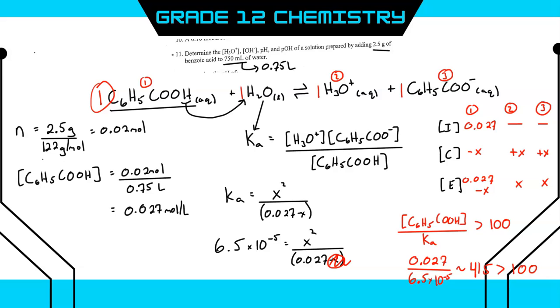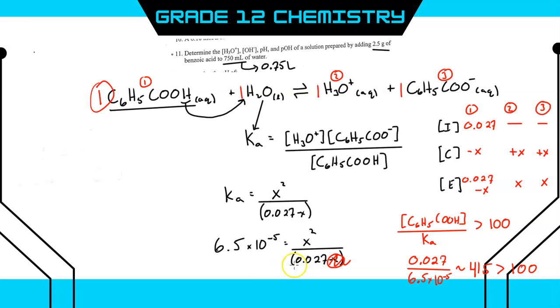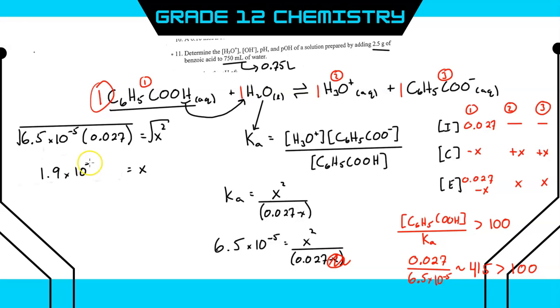Okay? Let me just free up some space here. And let's do the math. So we'll multiply both sides by 0.027. So 6.5 times 10 to the minus 5 times 0.027 is all equal to X squared. And then we're going to take the square root of both sides. When we do that and punch all that into our calculators, we get X equal to 1.9 times 10 to the minus 3 moles per liter.